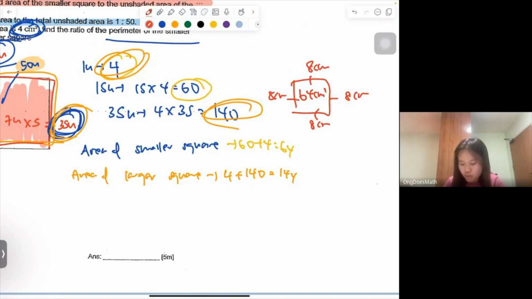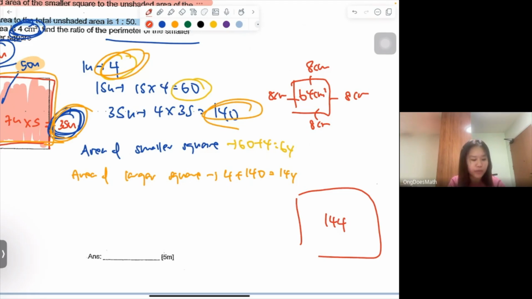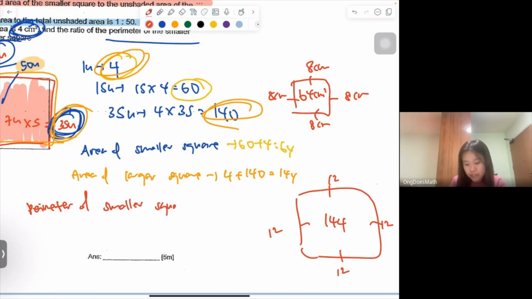And for the larger square, has an area of 144. So same thing, you just have to square root 144. You get 12. So this side is 12, 12, 12. Okay, so now we get to find the perimeter of the smaller square and the larger square. So perimeter of smaller square is just 8 times 4, which should give you 32. Perimeter of larger square should just be 12 times 4.